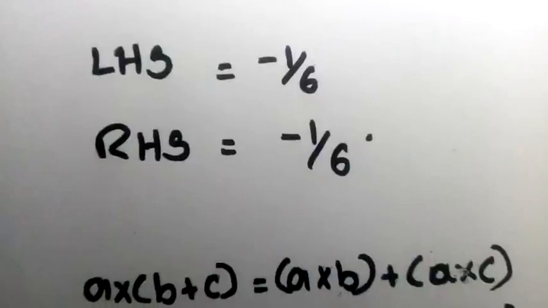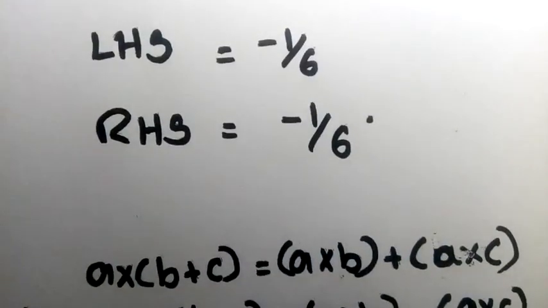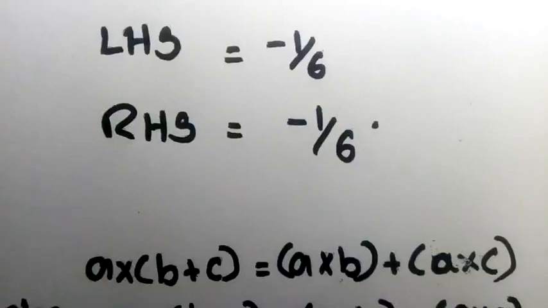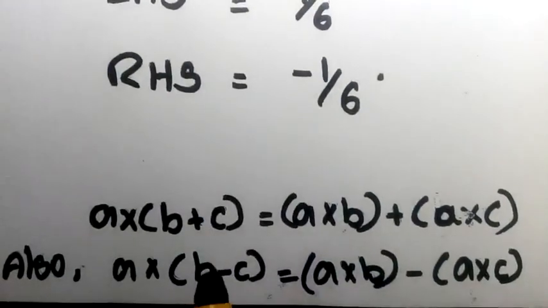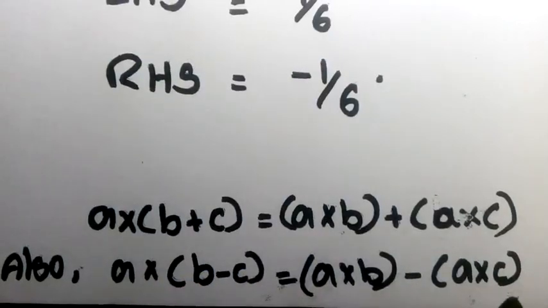So the distributivity of multiplication over addition for rational numbers is A into B plus C is equal to A into B plus A into C. Also, A into B minus C is equal to A into B minus A into C. This is distributivity of multiplication over subtraction for rational numbers.